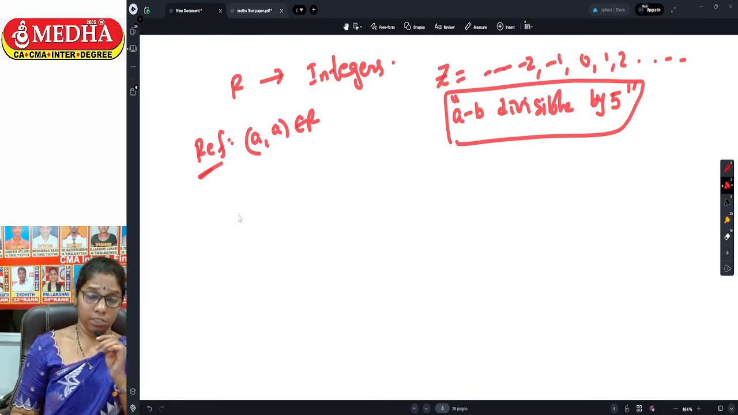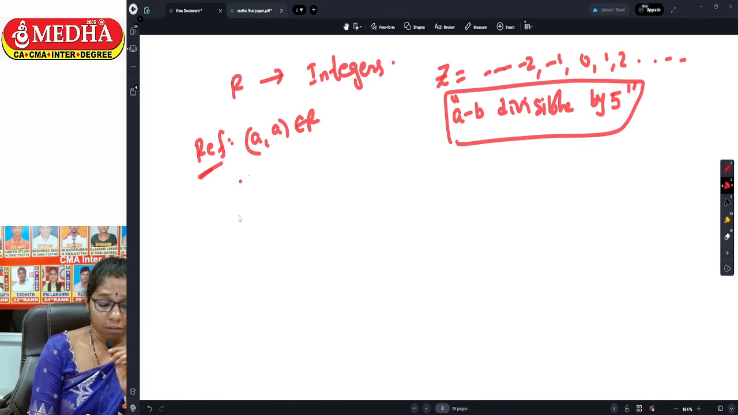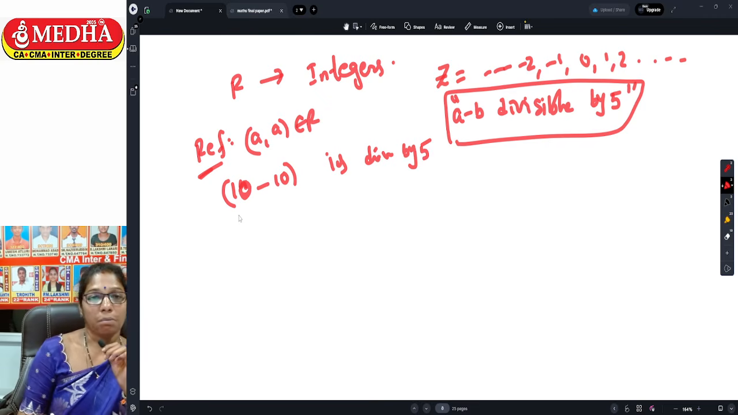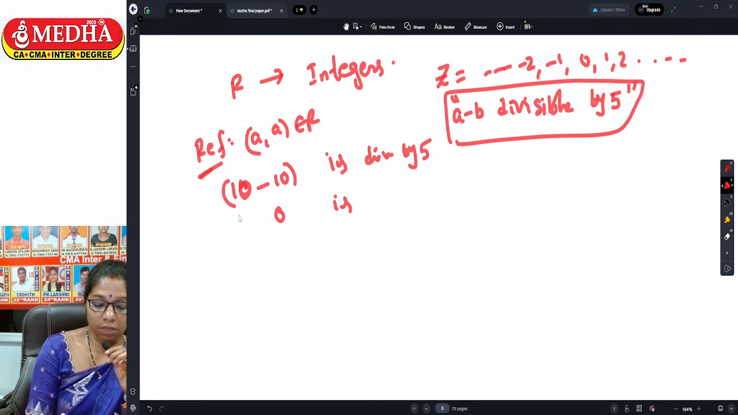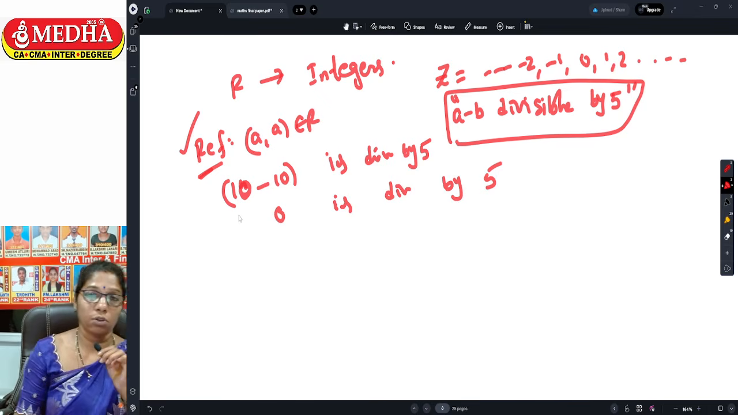So first check reflexive relation. So 10 minus 10 is divisible by 5. 10 minus 10 is 0. 0 is divisible by 5. So reflexive relation exists అయింది.